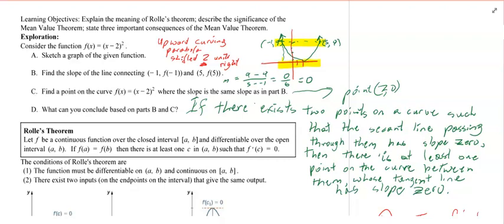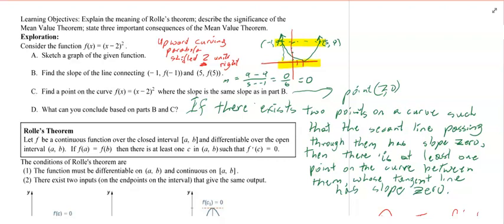Exploration. Consider the function f of x is equal to (x minus 2) squared. Sketch a graph of the given function. As you can observe, this function is an upward curving parabola of the original function x squared shifted 2 units to the right.